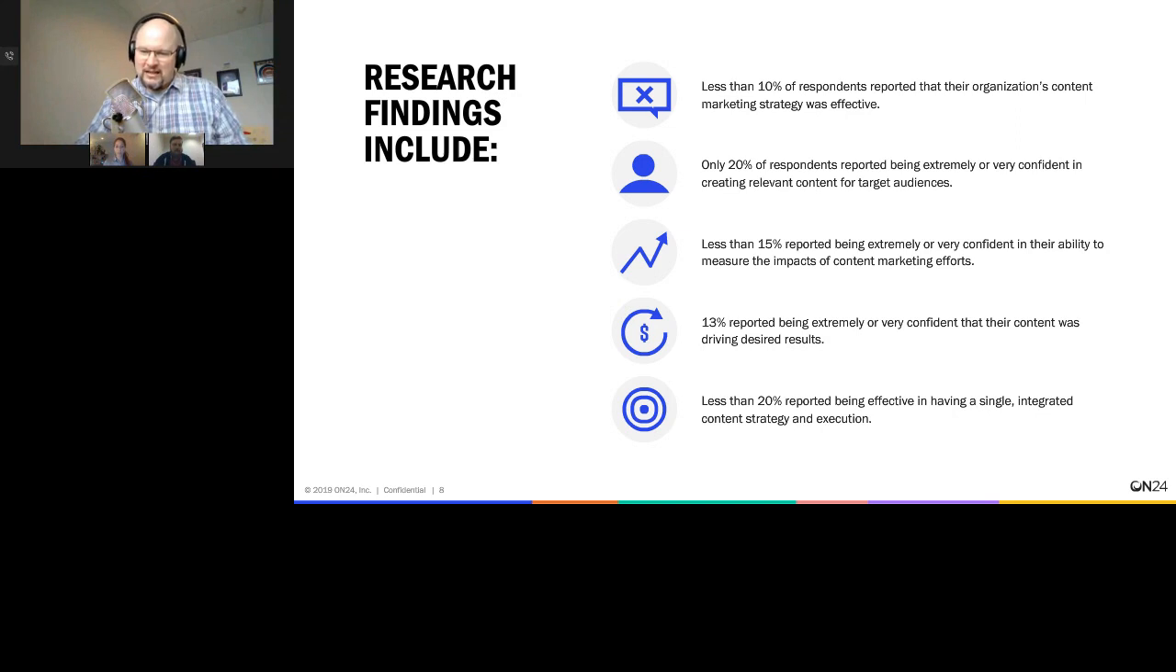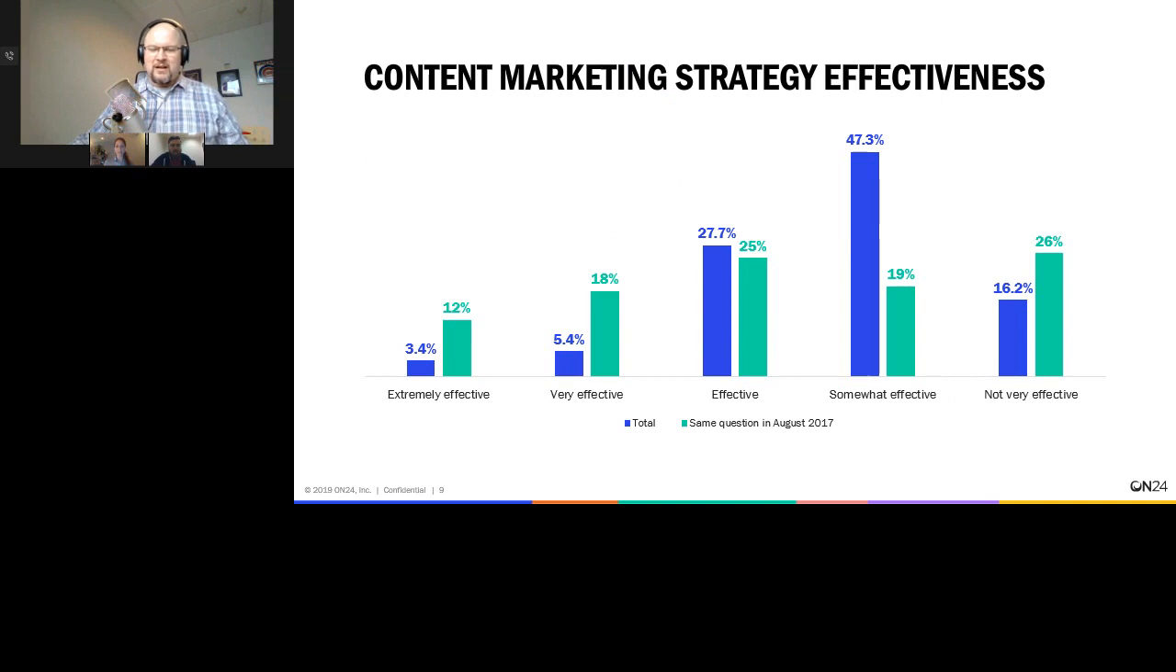And then finally, less than 20% of our respondents reported being effective or having a single integrated content strategy and execution. Lots of companies, lots of content marketers, lots of organizations have siloed content development efforts where there isn't a level of integration across channels, across messages to create velocity, momentum with the prospects and with the buyers. We certainly saw that as well. So, all right, we're going to mire ourselves in some of the bad news here for a little bit. Just stick with me, but I think it's important to point out why we're seeing some of these results before we get into the good results.